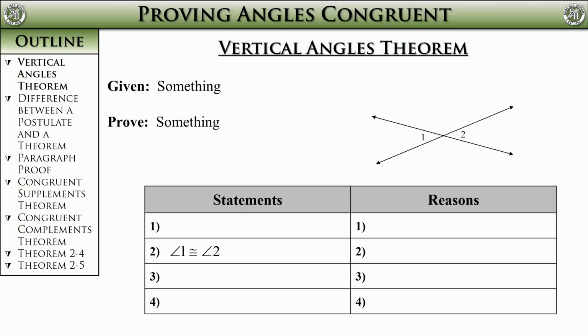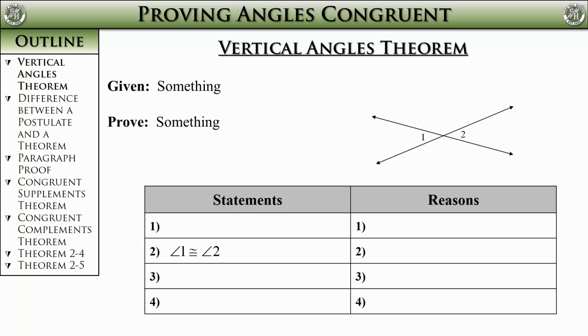It is going to be very common to use vertical angles in a proof. So you might have a situation like this. The given, prove, and the rest of the proof are immaterial. I just want to focus on that second line. You want to say that angle 1 is congruent to angle 2, which is correct. It is. However, the reason is the problem.